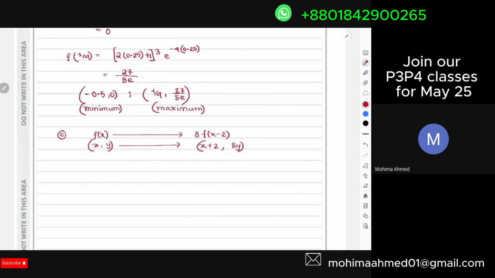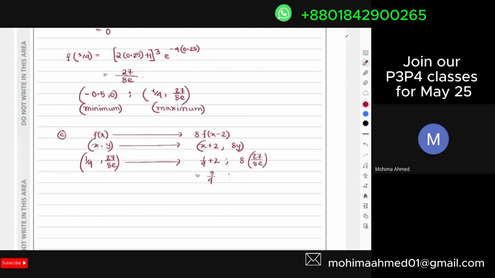X minus 2 indicates horizontal translation. So horizontal translation of 2 units, and this is vertical stretching of 8 units. So if your coordinate was 1 by 4, 27 by 8e, then this will be converted to 1 by 4 plus 2. That's going to be 0.25 plus 2. That's 9 by 4. And your other value was 827 by 8e.